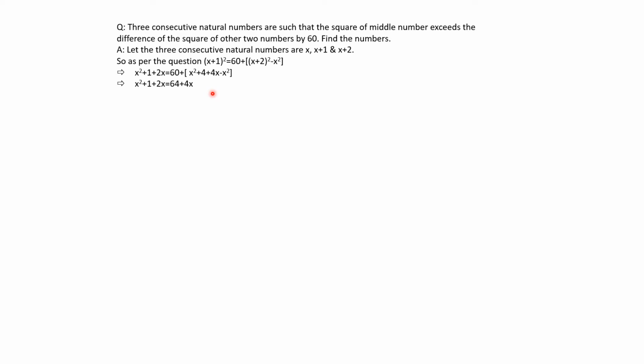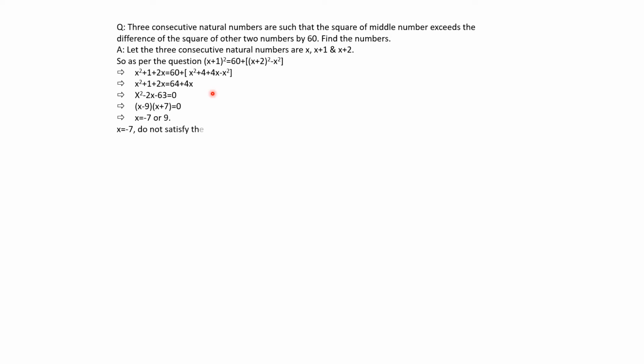So we get x square plus 1 plus 2x equal to 64 plus 4x. Taking all the terms to one side of the equal to sign, we get x square minus 2x minus 63 equals 0. On doing middle term factorization, we get (x minus 9) into (x plus 7) equals 0, or x equals minus 7 or 9.